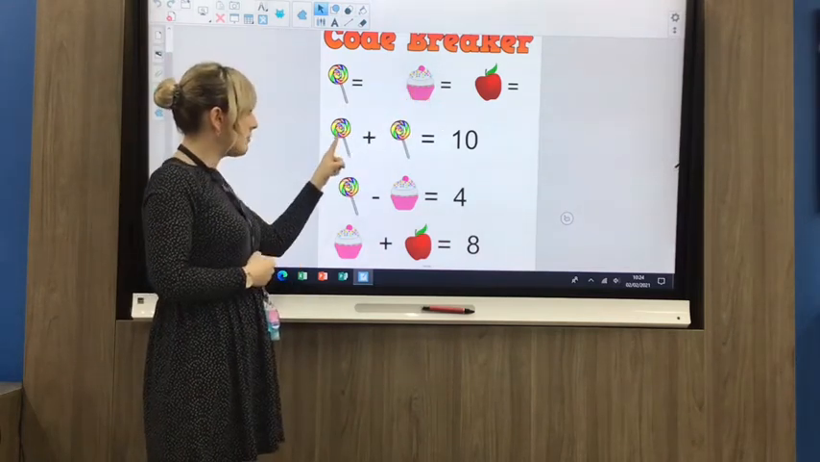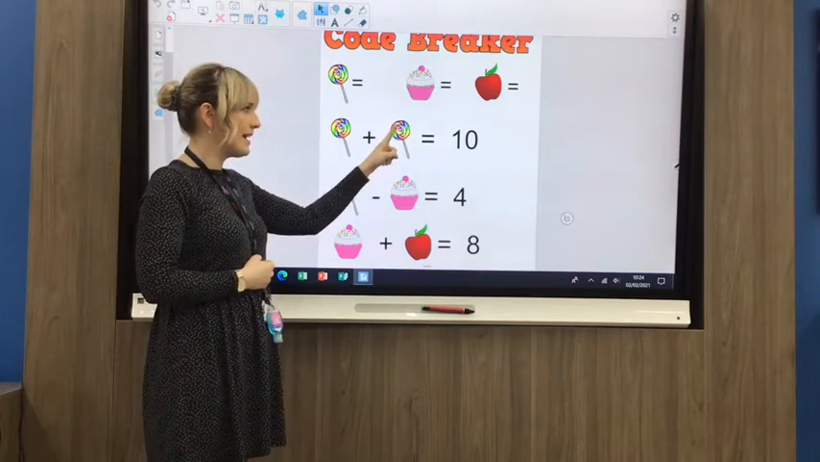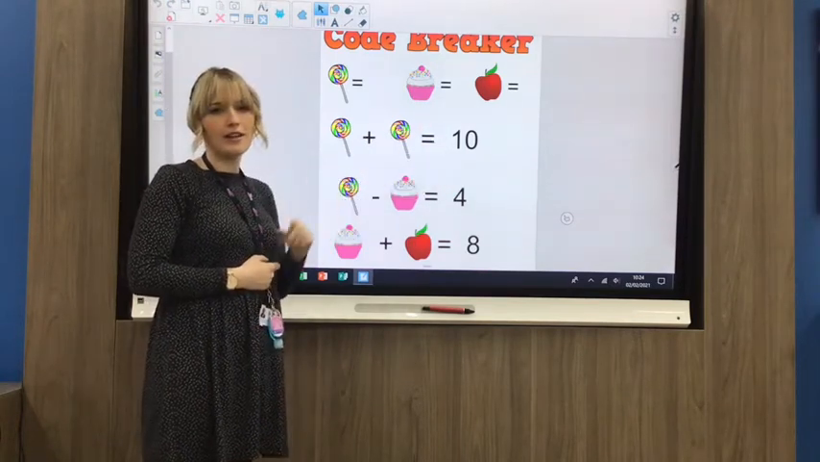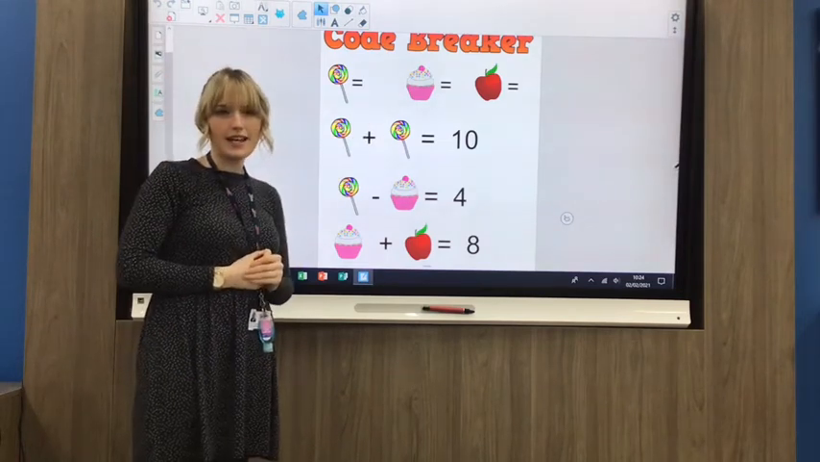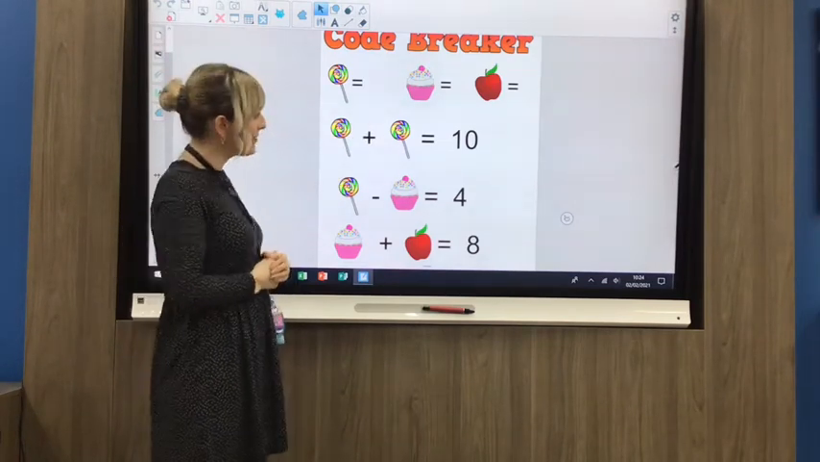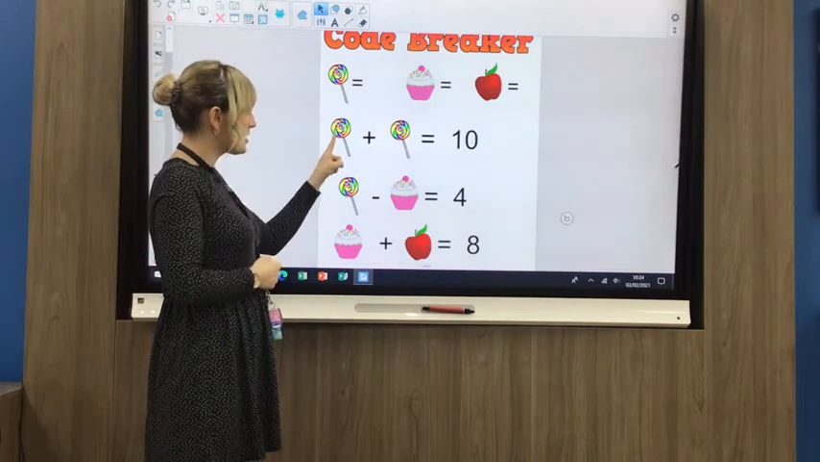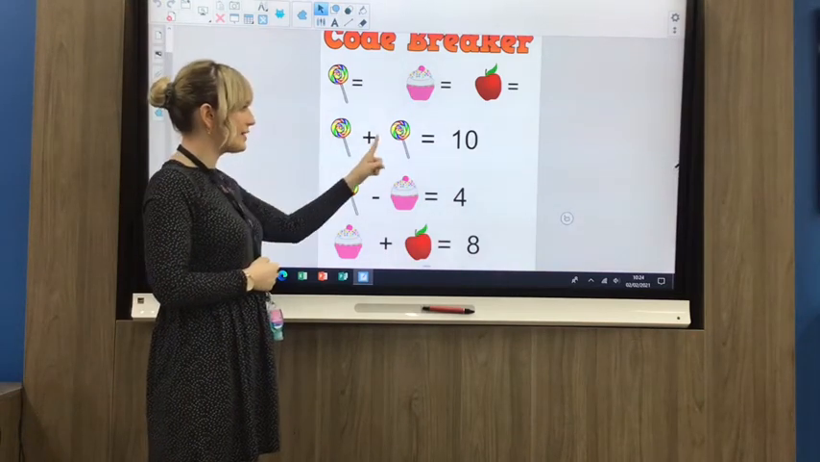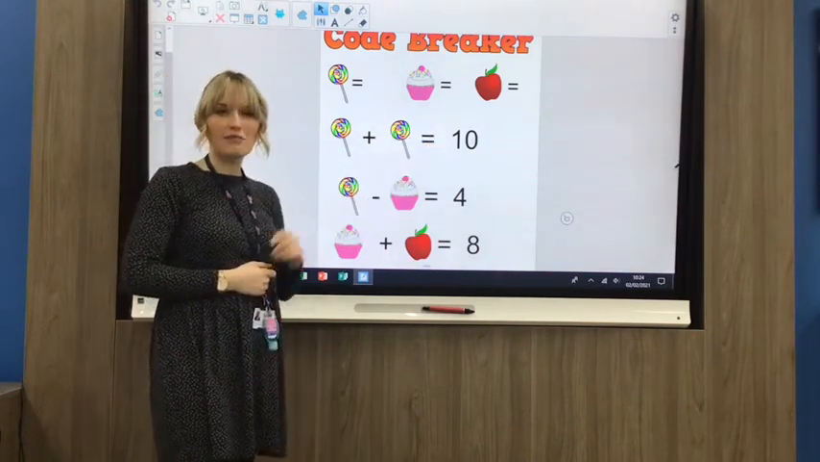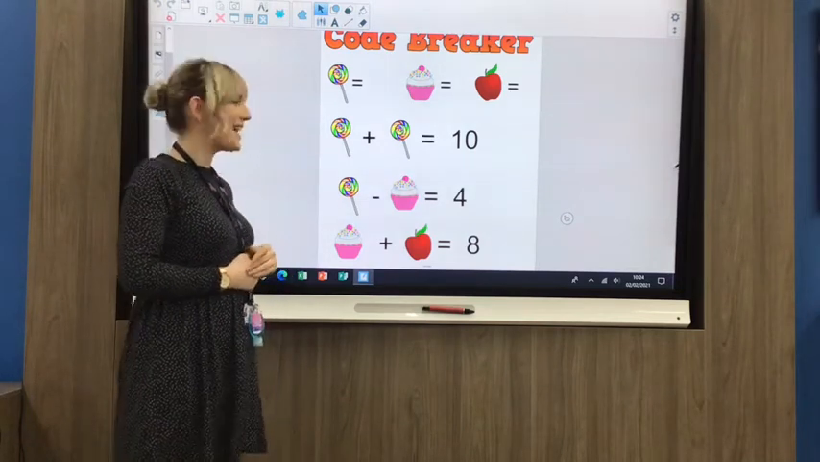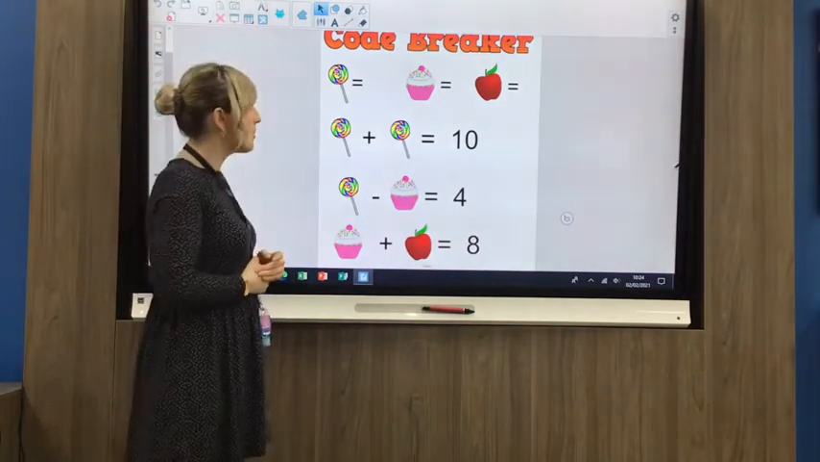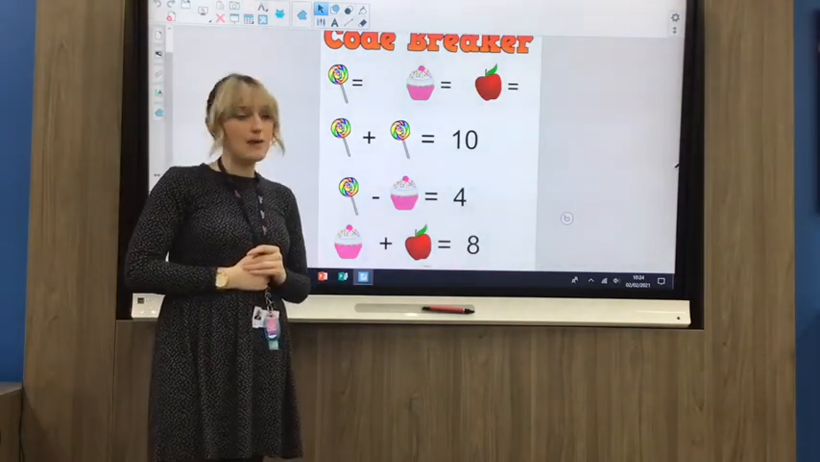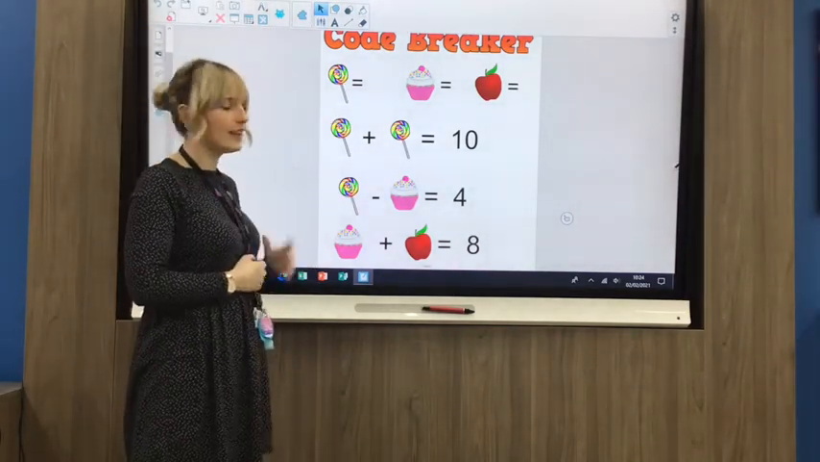So lollipop add lollipop equals 10. Now, those lollipops are exactly the same. So that means that they've got to have the same value. So it's got to be the same number. So something add something equals 10. Ooh, I bet you know what it is. So once you've worked out what the lollipop is, you can draw it on your whiteboard or in your purple book and put the value.